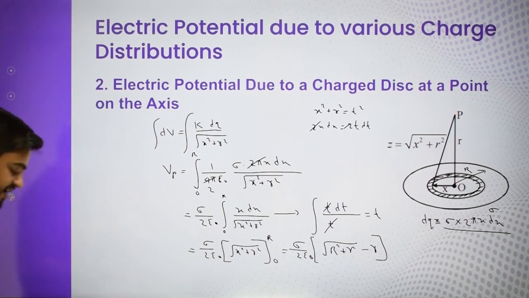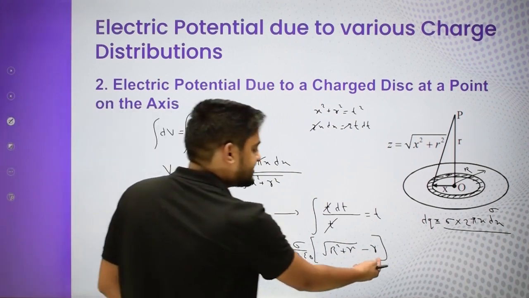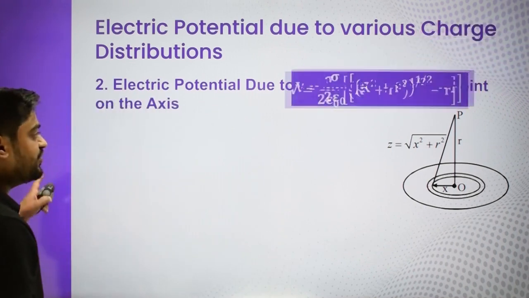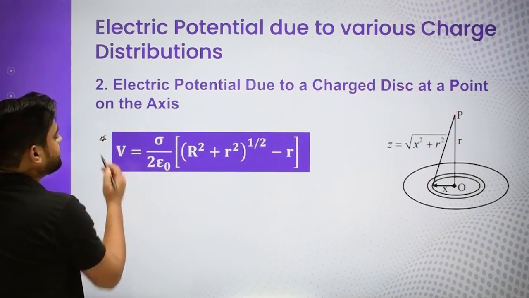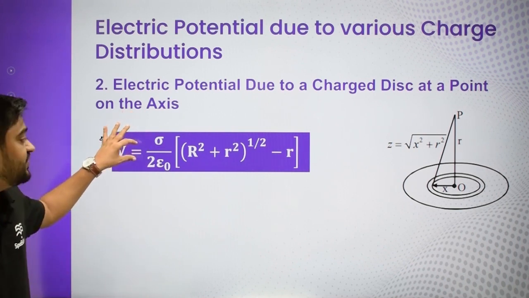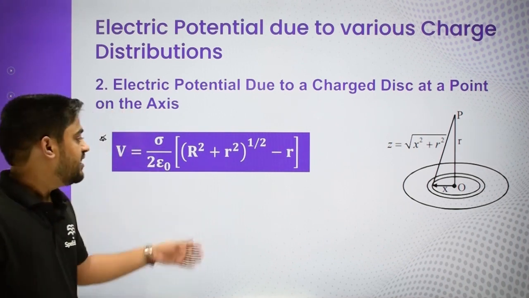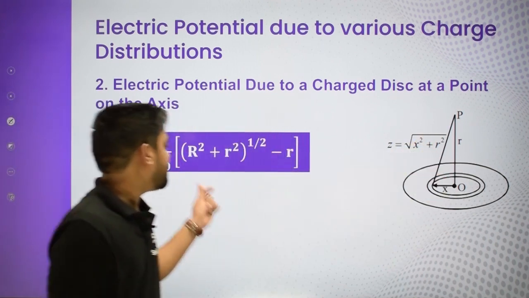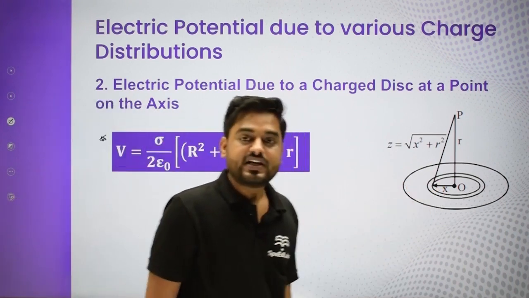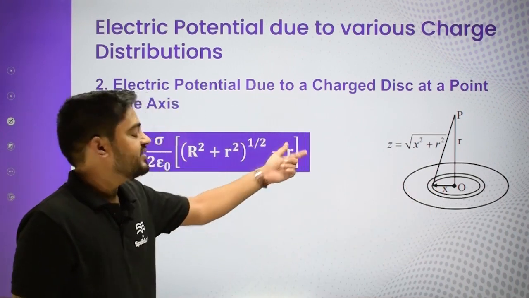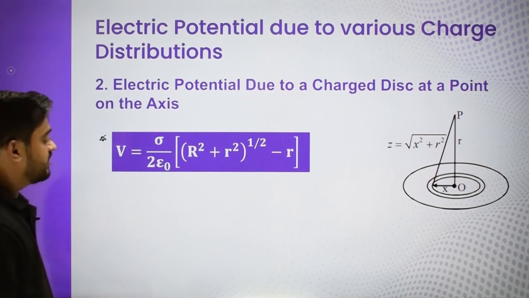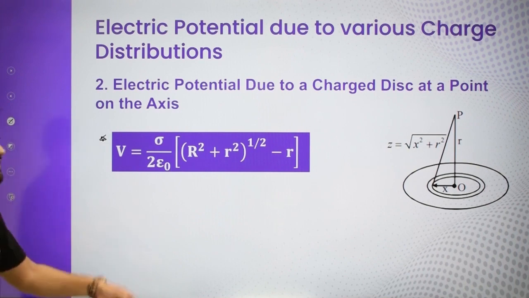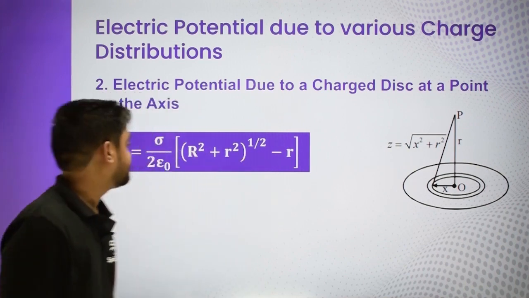And this is the formula for potential at a small r distance, where the disk has a radius of capital R. So you need to remember this formula. Here sigma is the surface charge density of the disk, then 2 epsilon naught, and this is under root R square plus small r square. So small r is the distance and capital R is the radius of the disk, and minus just the distance, this distance from the center of the disk to the point on the axis.